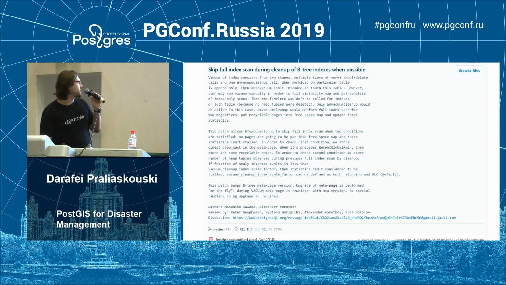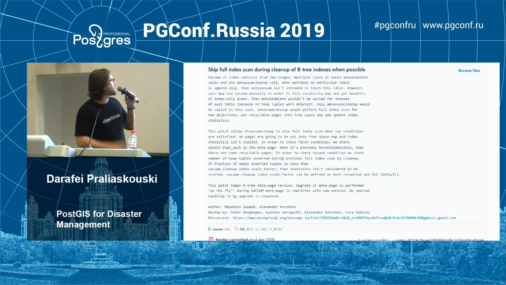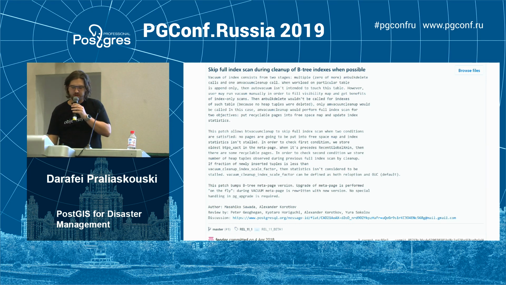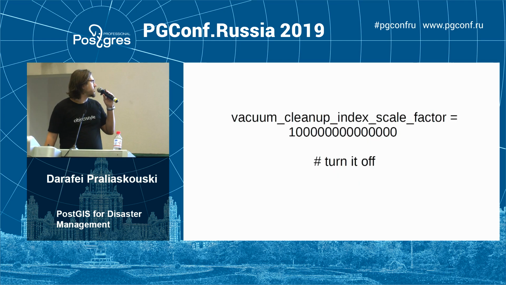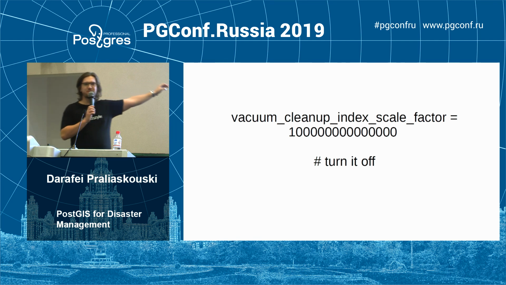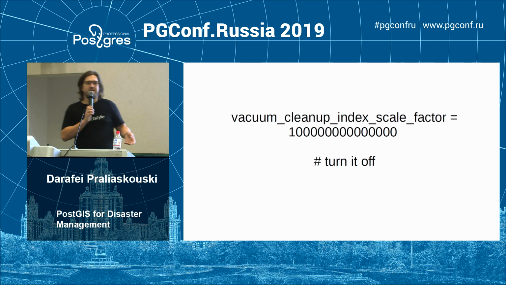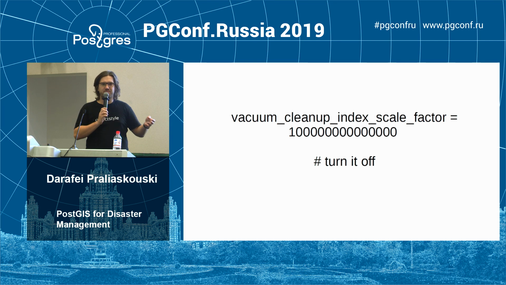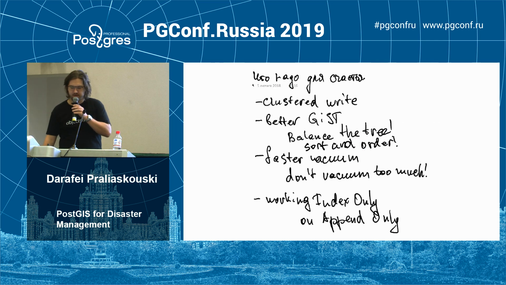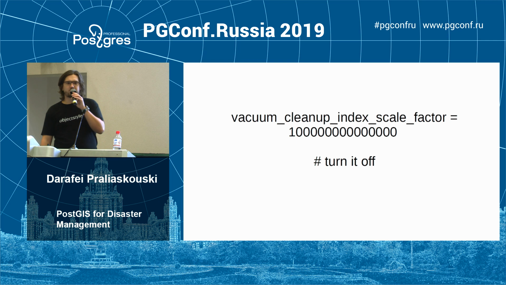Thank you to Alexander Karatkov and Yuri Sokolov. They wrote a patch, and starting from Postgres 11, you can switch this off. You have a parameter like this. You can set a large value, and you will not have this index scan. This enables you to insert into the table and run vacuum as many times as you want, and the speed will be significantly higher than in Postgres 10.